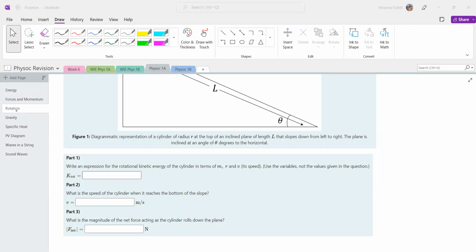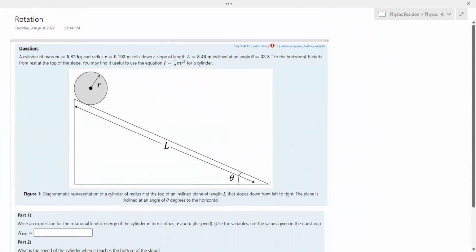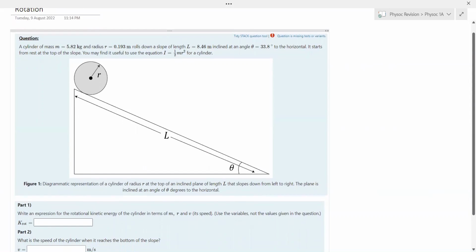Rotation? Yeah, cool. All right, so this question, we have an object rolling down a slope. So it's a cylinder and it's got some sort of mass, some sort of radius, and it rolls down a slope of length L with an inclined angle. It starts from rest at the top of the slope, and they've given us the equation for the moment of inertia of a cylinder. So we want to write our expression for rotational kinetic energy in terms of m, r, and v. So all the values that we have.